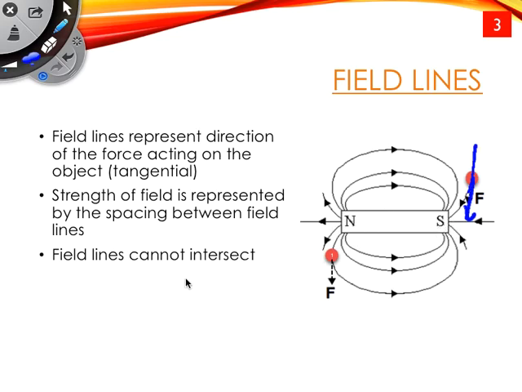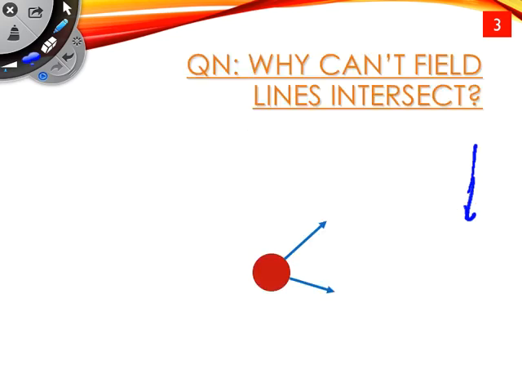Field lines cannot intersect. Very, very important, because if you intersect field lines, this is what's going to happen. Why can't field lines intersect? Let me erase this.